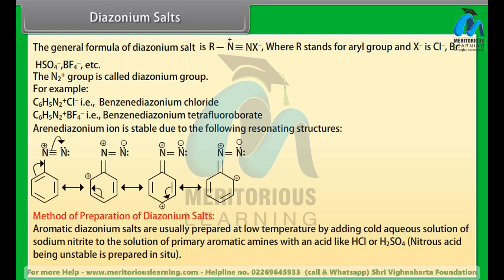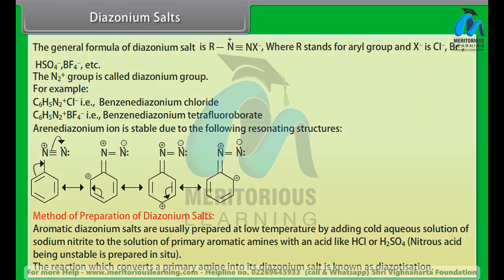Aromatic diazonium salts are usually prepared at low temperature by adding cold aqueous solution of sodium nitrite to the solution of primary aromatic amines with an acid like hydrochloric acid or sulfuric acid, because nitrous acid, being unstable, is prepared in situ. The reaction which converts a primary amine into its diazonium salt is known as diazotization.